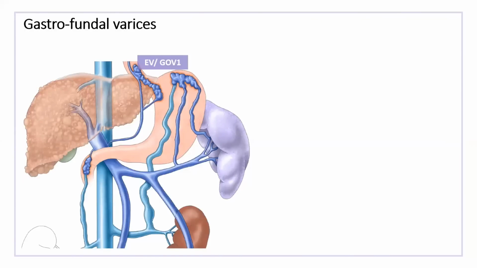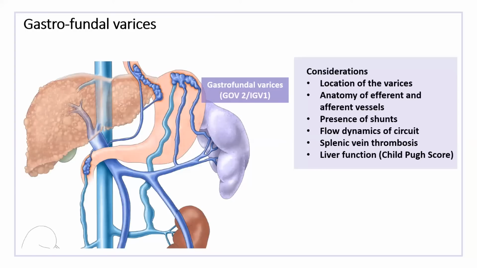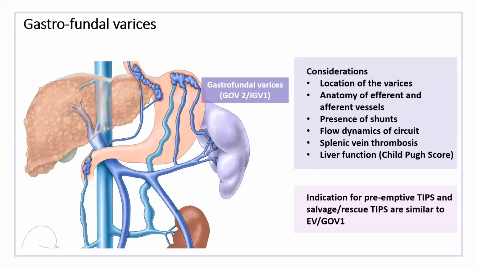Now, going on to gastrofundal varices. So we've been talking about esophageal varices in GOV1, that is labeled here, but these are GOV2s. Sometimes they can be IGV, or isolated gastric varices 1, and there are multiple considerations when you decide how to treat them. We have to consider the location of the varices, the anatomy of the supplying and the draining vessels, the presence of shunts, and the flow dynamics in the circuit, presence of splenic vein thrombosis, and the liver function of the patient. And the indications for preemptive TIPS and salvage and rescue TIPS for these varices are similar to what we discussed.